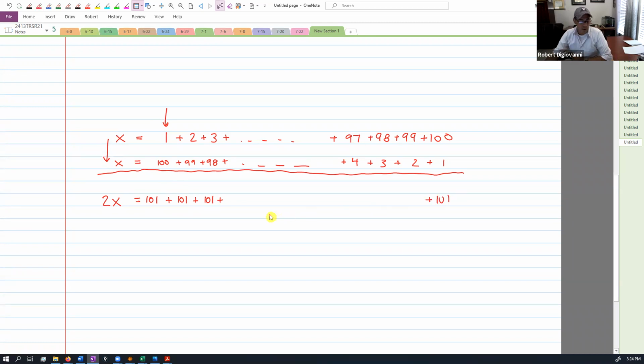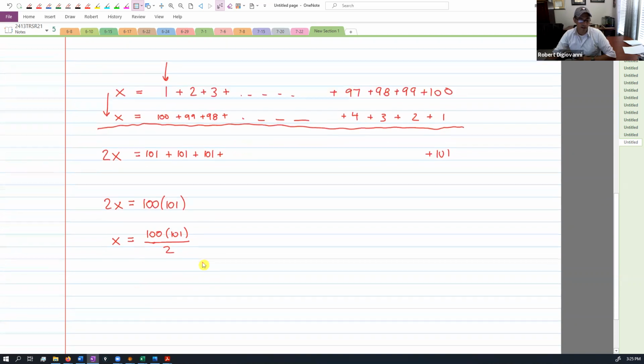And Gauss said, okay, how many 101s do I have? How many of them are there? We can count them. There's 1, there's 2, there's 3. There's 100 of them. So Gauss said, all right, 2X is 100 101s. But that's twice as much as what I need, so I need to divide that by 2, and that will be what X is. Does that make sense?